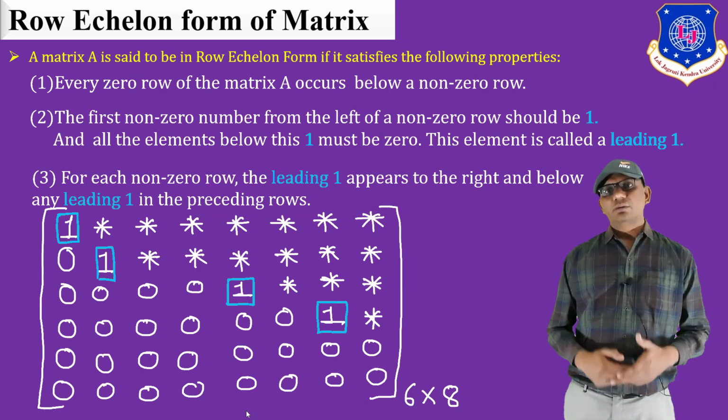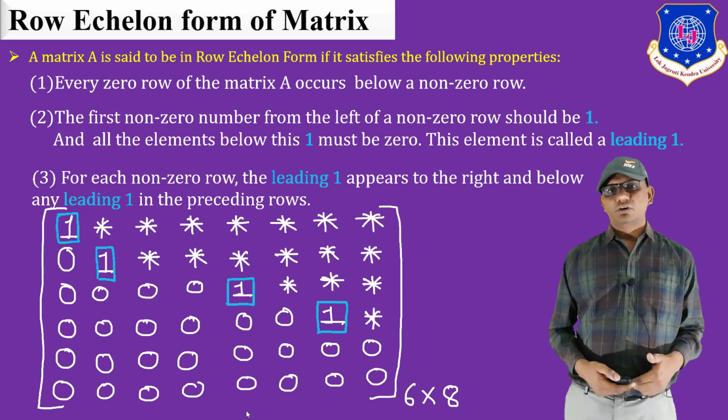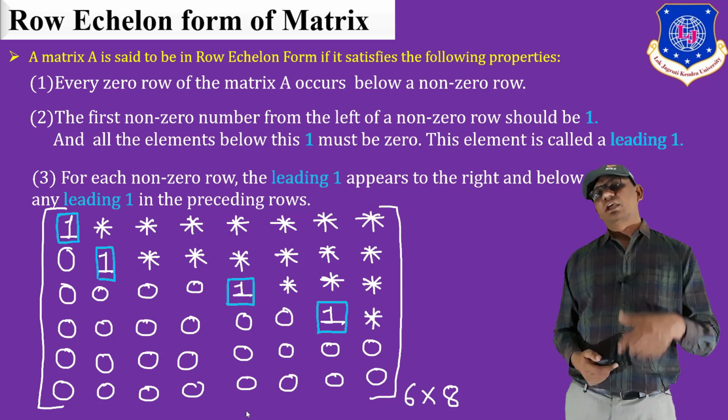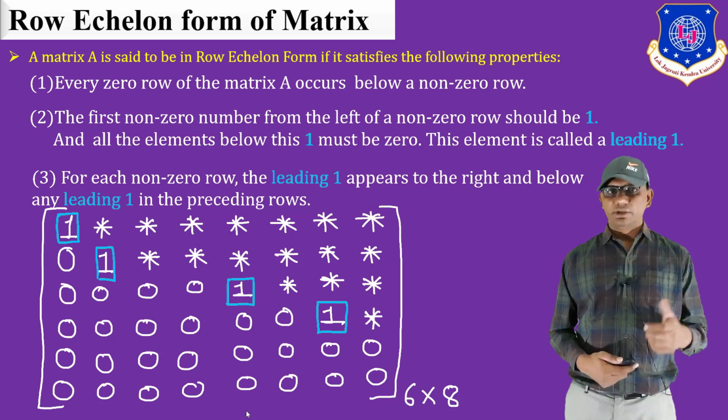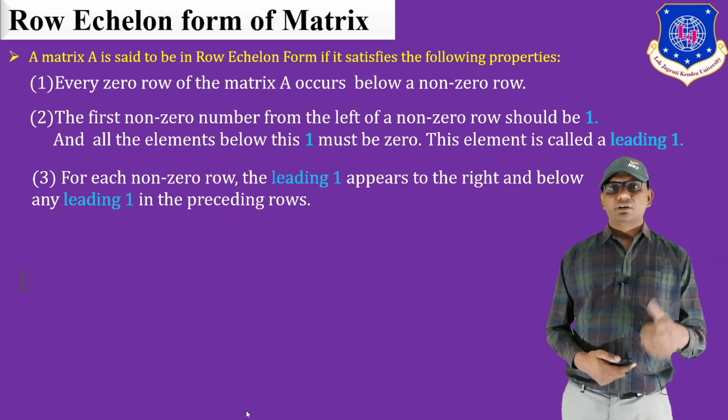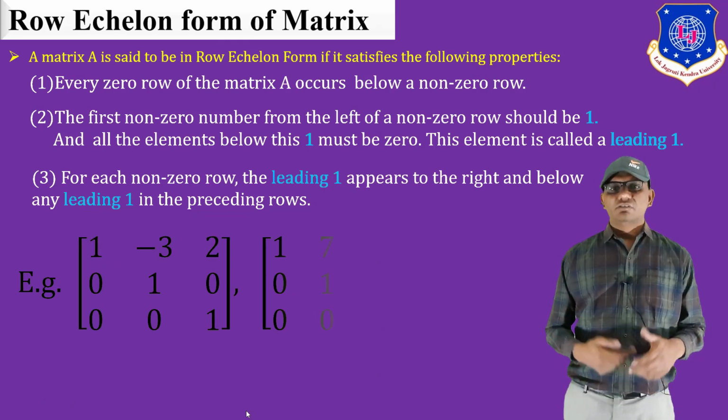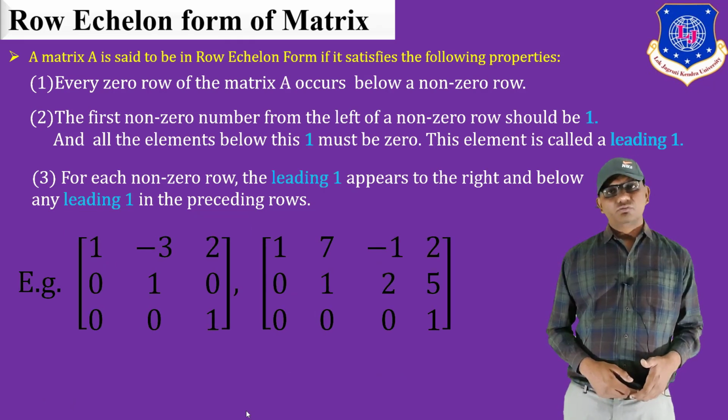So finally, this type of matrix is called a row echelon form, and it must satisfy the above three conditions. Now these are some examples of matrices which are in row echelon form.